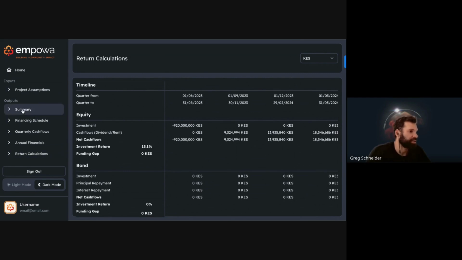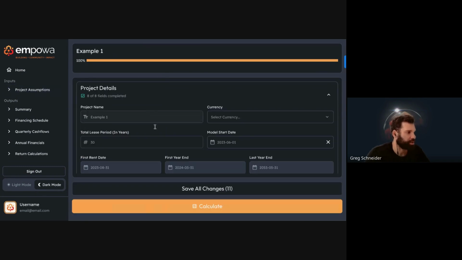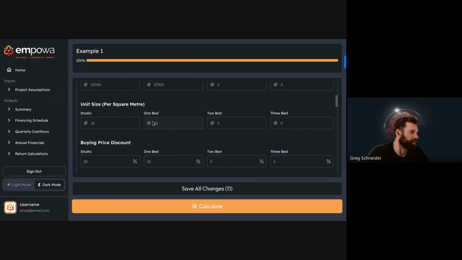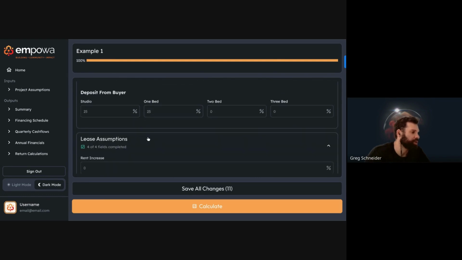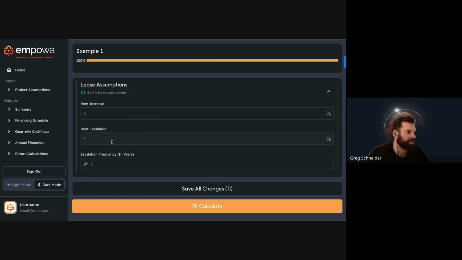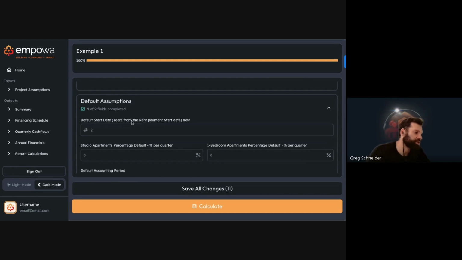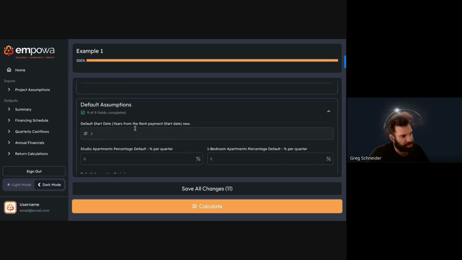And then using the data from Empowa Pay, which is a software solution we've built for the ongoing management of these contracts, you can come back to your project assumptions. You can update those project assumptions. So let's say, as an example, let's think of something that might change. Maybe your lease assumptions, maybe your rent escalation is changed. Maybe your default assumptions were wrong. Maybe you've seen a higher default assumption, maybe you've seen a lower default than was assumed. We can adjust those, recalculate, and see how the project's value would have changed.